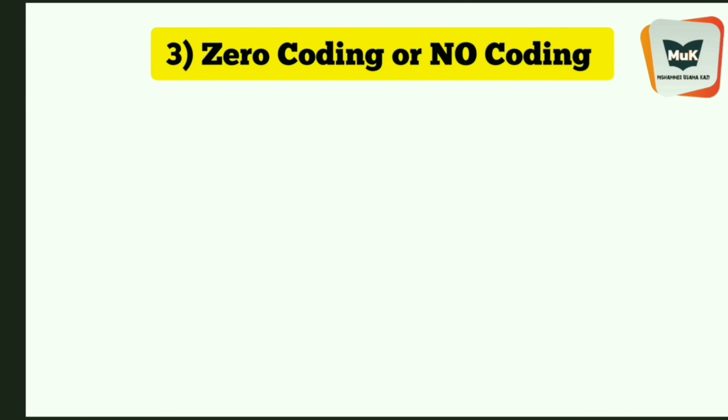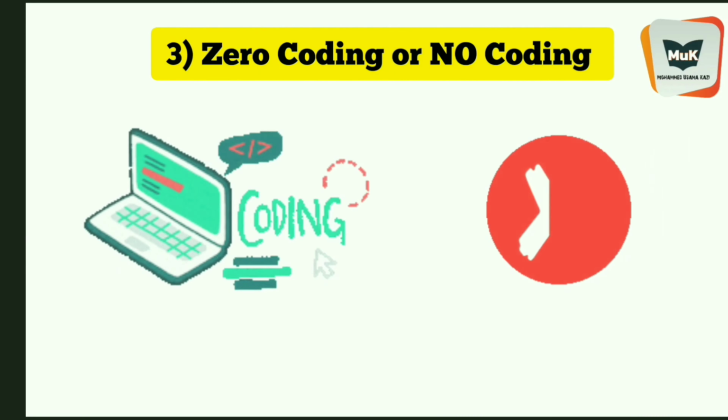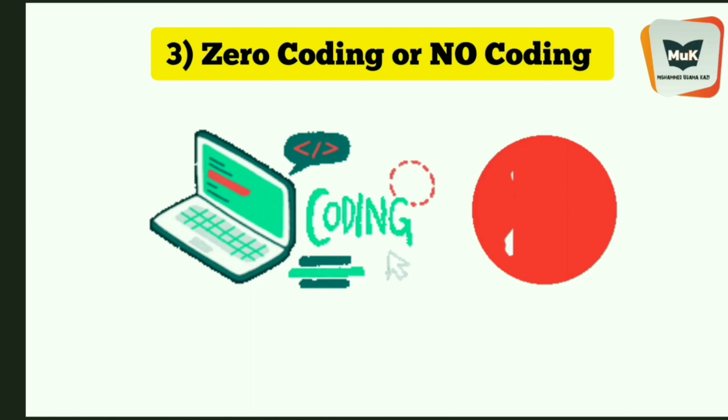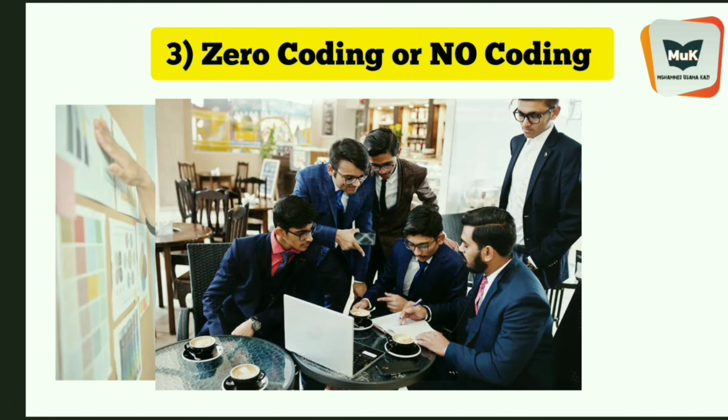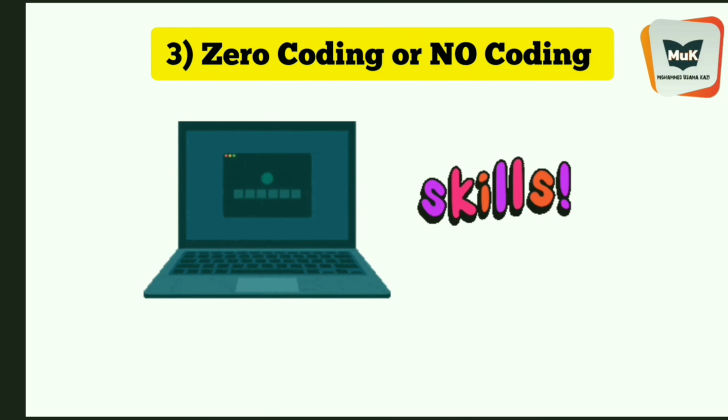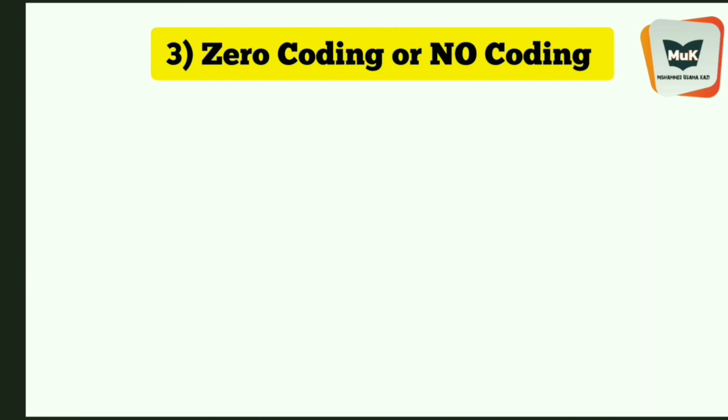And the third and last one is zero coding or no coding, where there is absolutely no coding, not even 1% coding is required in this particular category of IT. This is the part which most non-IT people think of first. In this part there are mostly a set of tools and different skills that you have to work on. Let me give you a few examples.